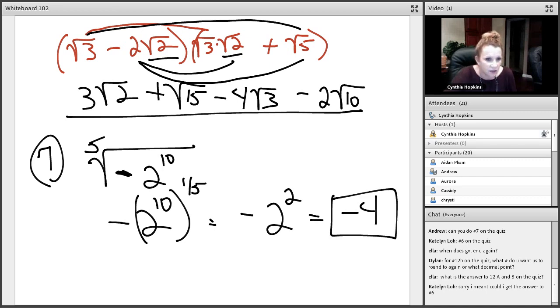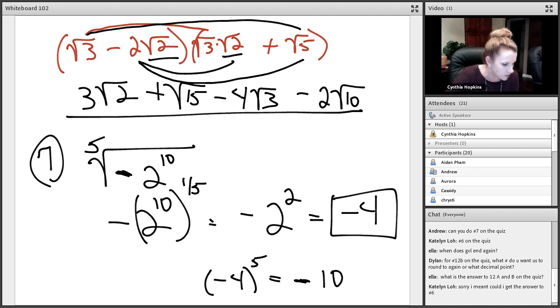So there is my final answer. And if you want to double check it, you take your -4 and say, what would happen if I raised that to the fifth power? Well, because it's to an odd exponent, for sure I would get negative. And then you can do your 4 to the fifth in your calculator, and you will get 1024. Okay, so that's just to double check that this was indeed correct. Okay, that was number 7.